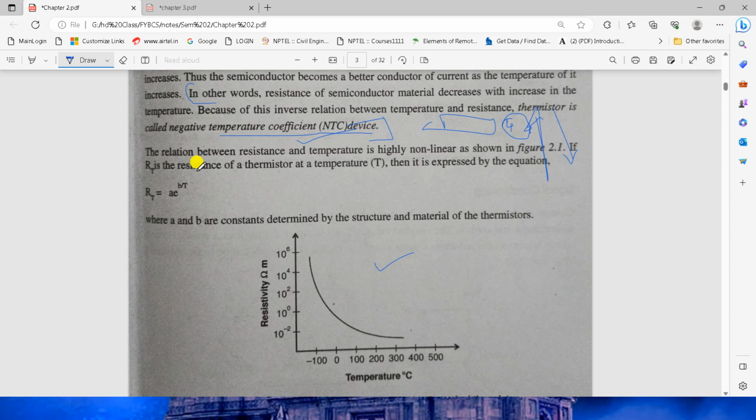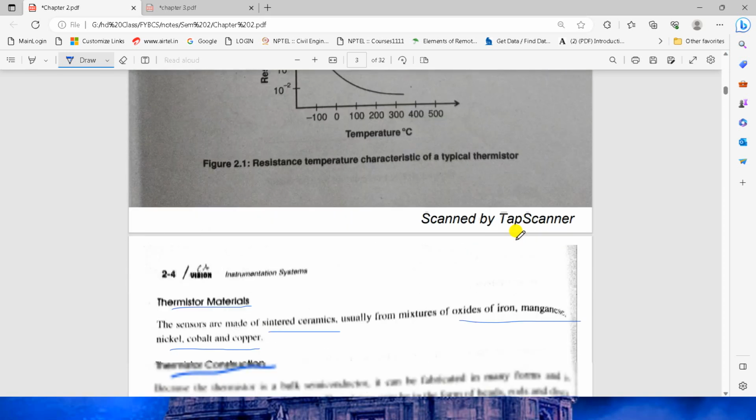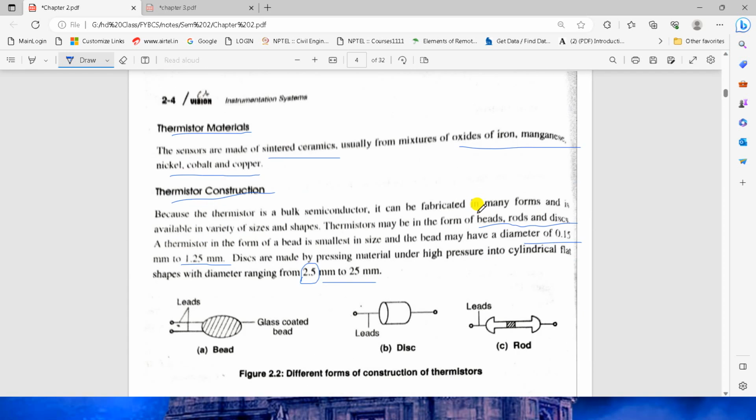Here the resistance RT keeps decreasing as the temperature increases. The relation is RT equals A e raised to B divided by T, where A and B are constants determined by the structure and material of the thermistor. Then which material is used to make the thermistor? Iron oxide, magnesium, nickel, cobalt and copper are the materials used to make the thermistor.